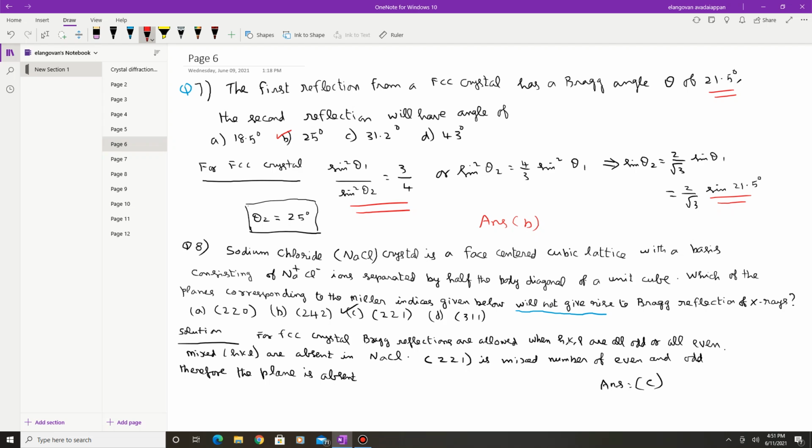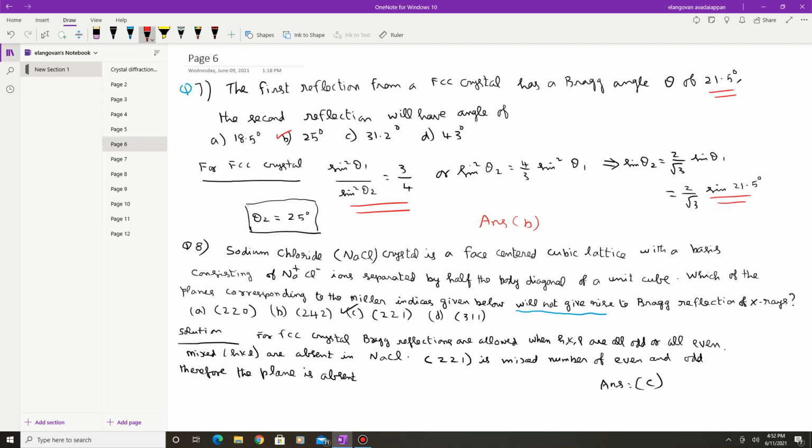So these problems are often asked in your NET examination or GATE examination. If you refer to your previous year question papers, you can see there are problems of this type that are asked. Now, question number 8.